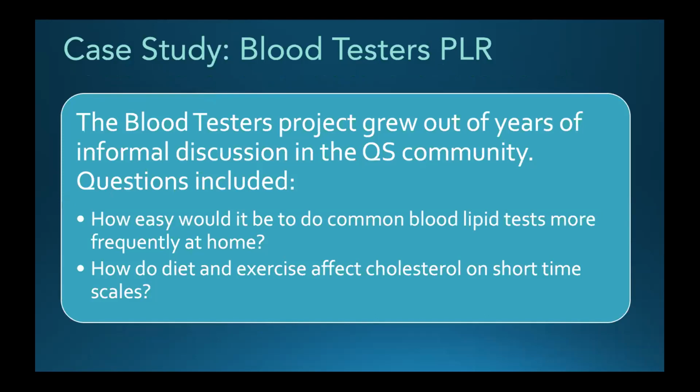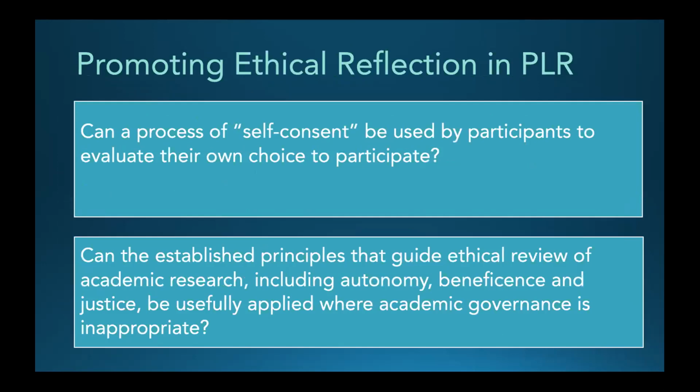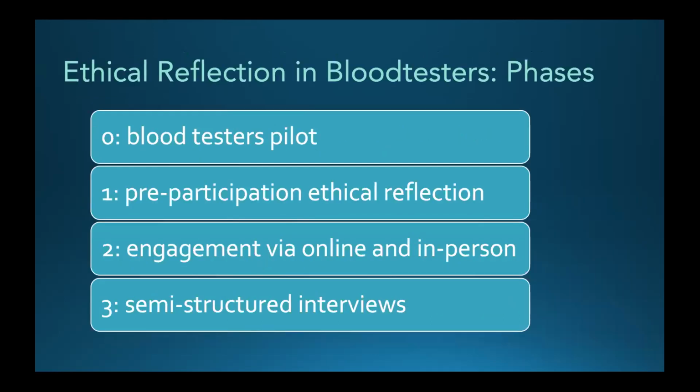So the blood tester project grew out of years of discussion. They wanted to know, how would we do these blood lipid tests at home? How do diet and exercise affect our cholesterol? But we were interested in whether or not this process of self-consent could be used by participants to evaluate their own choice to participate in a group participant-led research study, and whether or not we could apply the ethical principles of autonomy, beneficence, and justice when making some decisions about consent when academic governance wasn't a part of the study.